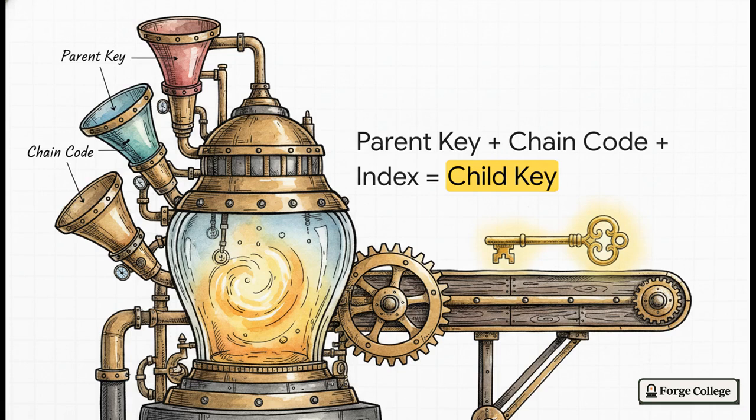You feed these three precise inputs into the system, and it'll churn out a deterministic child key every single time. It's kind of like a strict cryptographic recipe. If you use the exact same ingredients, you're going to bake the exact same cake, no exceptions. Let's see how this actually builds our system.